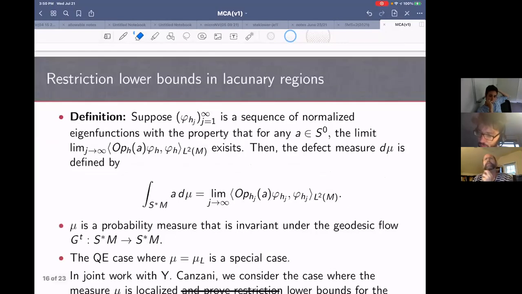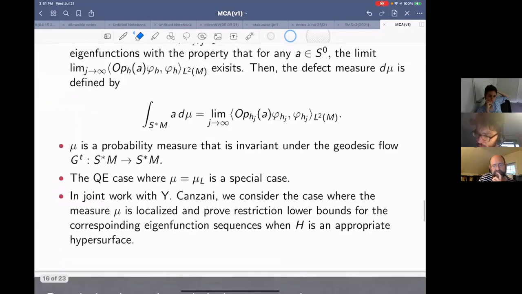All right, so what we did with Canzani was we considered the case where you take a particular subsequence of normalized eigenfunctions, and we considered the case where there's some defect measure associated to that subsequence, and that defect measure is localized. So it's definitely not QE. It's very much not QE. I'll explain that in a minute. So you take a sequence of eigenfunctions, always L2 normalized, with some defect measures. This measure is a probability measure invariant under the geodesic flow. In the QE case, it's mu sub L, which is the Liouville measure. Here we're dealing with very much the case where we're not QE.